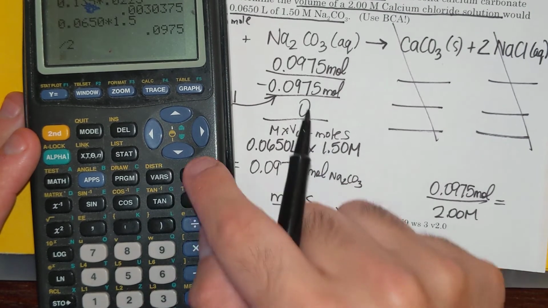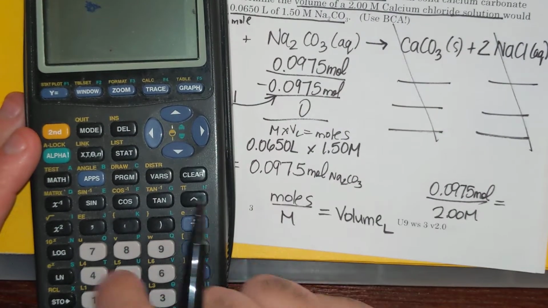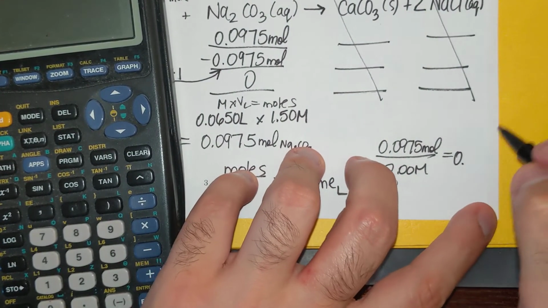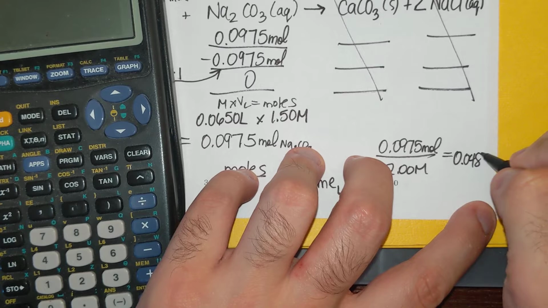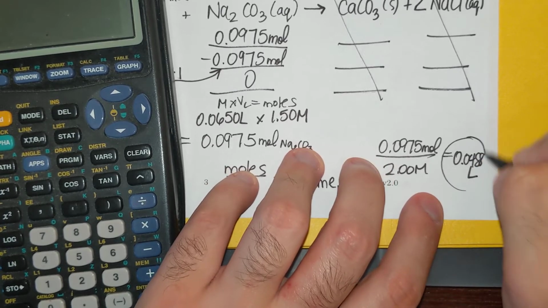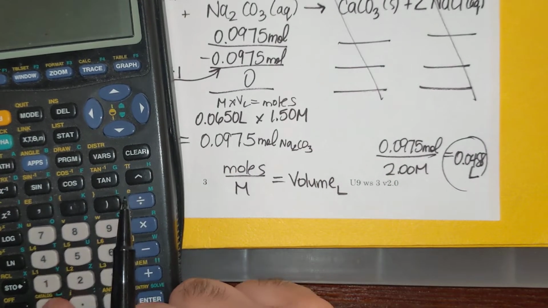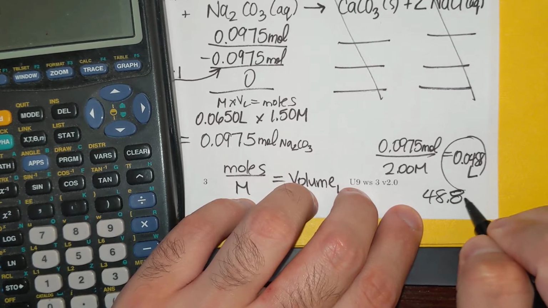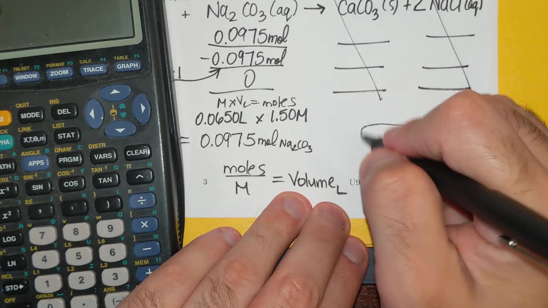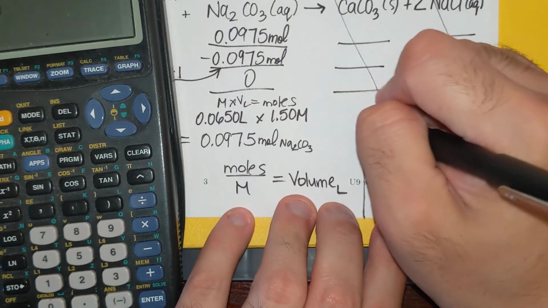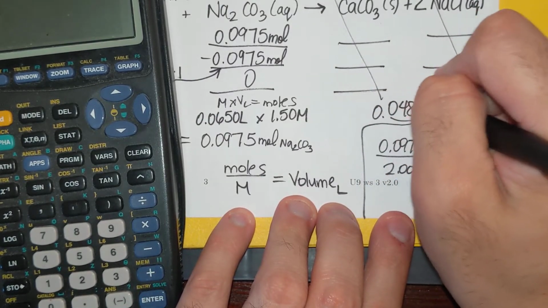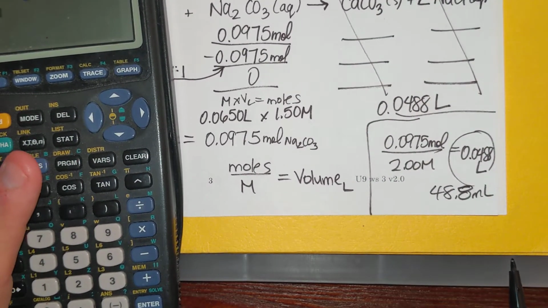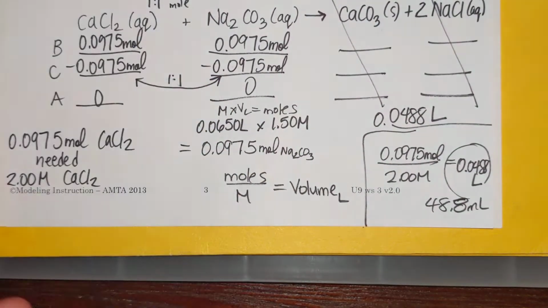Oops, sorry. Never mind. Got messed up. 0.0975 divided by 2. And I get 0.04875. So I'll do 0.0488 liters. Which, if I multiply by 1,000, it'll be 48.8 milliliters. Okay? So my answer should be 0.0488 liters, which is the same thing as 48.8 milliliters. And that's just me rounding.